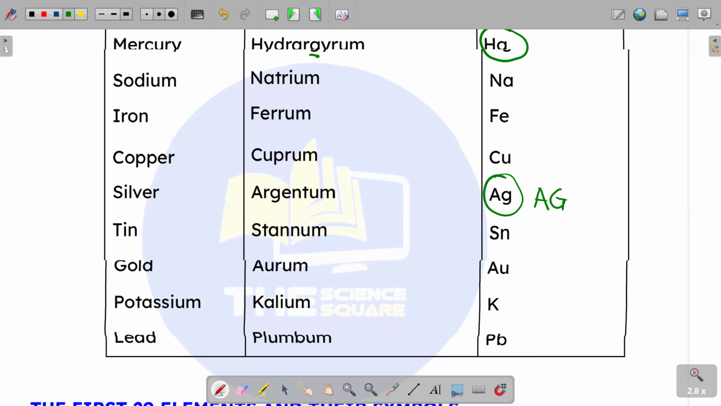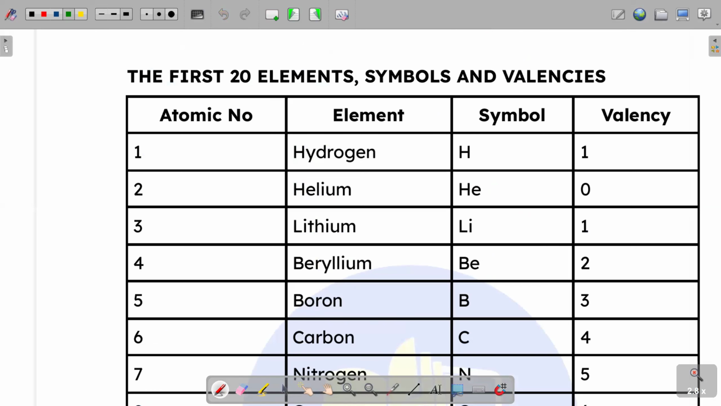So these are the three ways with which elements get their symbols: from their first letter in their English name, then sometimes first letter and any other letter within the name, or outrightly getting their symbols from their Latin name. So very, very important. Now let's look at the first 20 elements. Of course, on the periodic table, you see that there are over 100 elements, 118 to be specific.